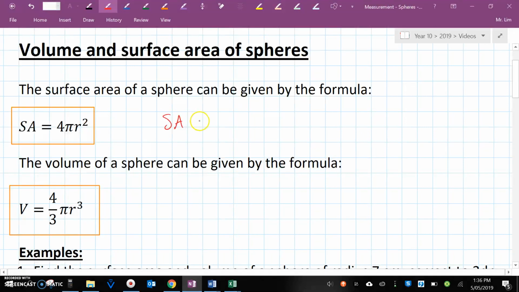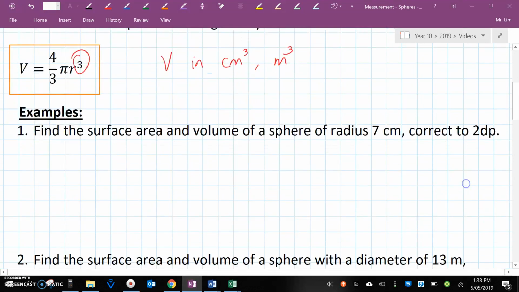Now how I memorize this is that surface area, or area, is always given in square units. For example, centimeters squared or meters squared, etc. That's why it's pi r squared. Volume is always given in cubic units, such as centimeters cubed or meters cubed. That's why it's pi r cubed. Okay, so that's how I memorize these two formulas. So let's have a look at a few examples.